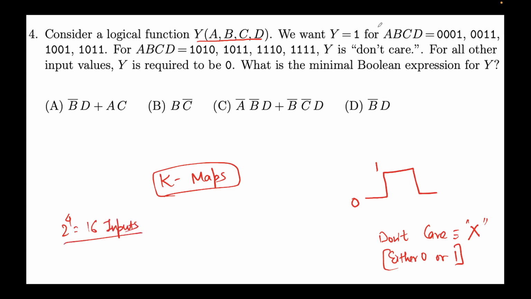So for 8 inputs, y is 1. For 4 inputs, y is don't care. For the other 8 input values, y is 0. We are required to find a minimal Boolean expression for y. Let's forget about the term minimal for a minute. What we'll do is find just a Boolean expression for y using the K-map approach.